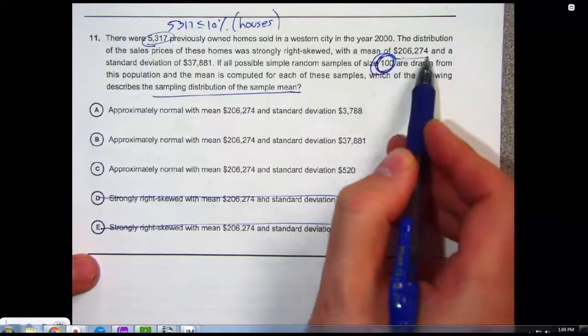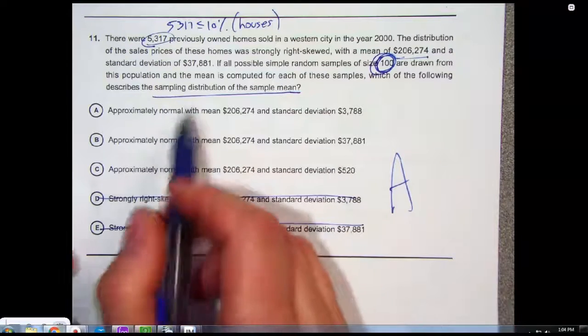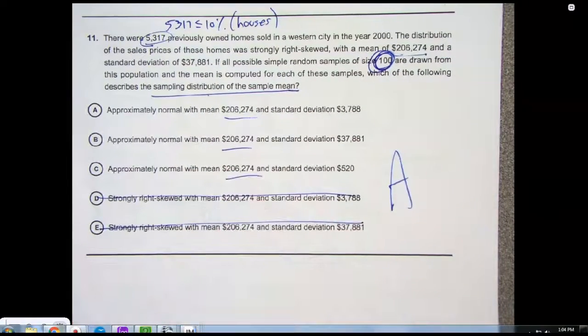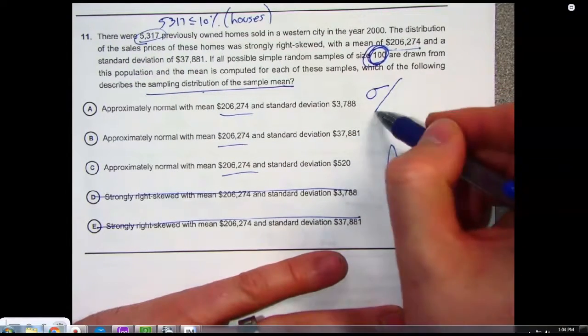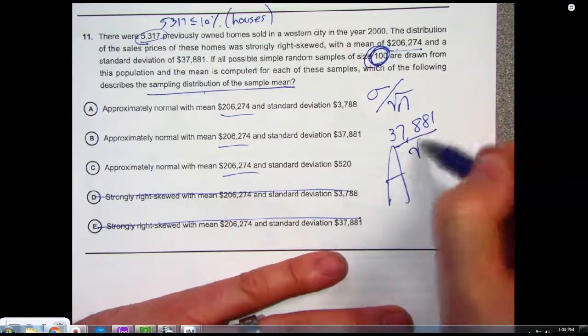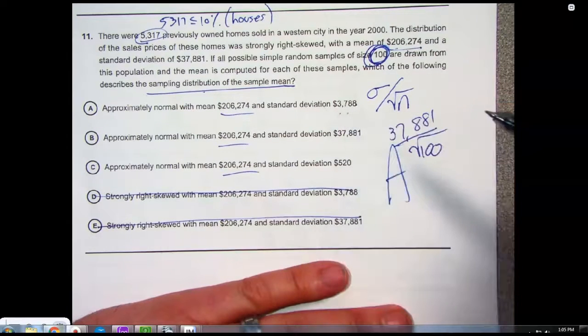The mean of the sample is going to be the same as the mean of the population. The mean of the sampling distribution will be the same as the mean of the population. So the mean is that, but that doesn't help us because it's the same in every single one. And then the standard deviation is going to be the standard deviation of the population divided by the square root of n. So it's that 37,881 divided by the square root of 100, which is just dividing by 10, which is going to be this 3788 number. And that's it.